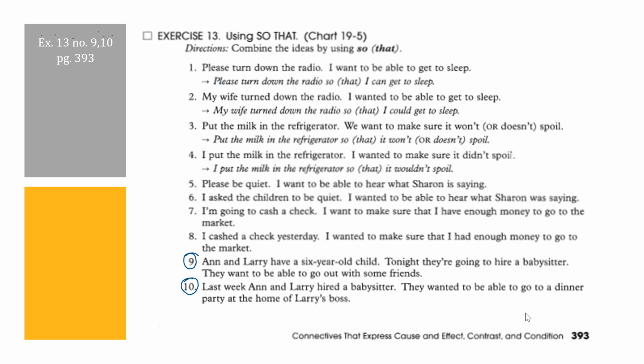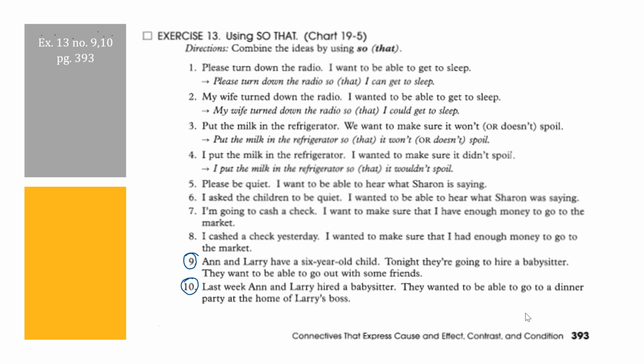I put the milk in the refrigerator. I wanted to make sure it didn't spoil. Have a look at the tenses first. The tenses that are used are simple past. So the possibility, the ability, or the prediction in the past time is showed by using would. I put the milk in the refrigerator so that it wouldn't spoil.